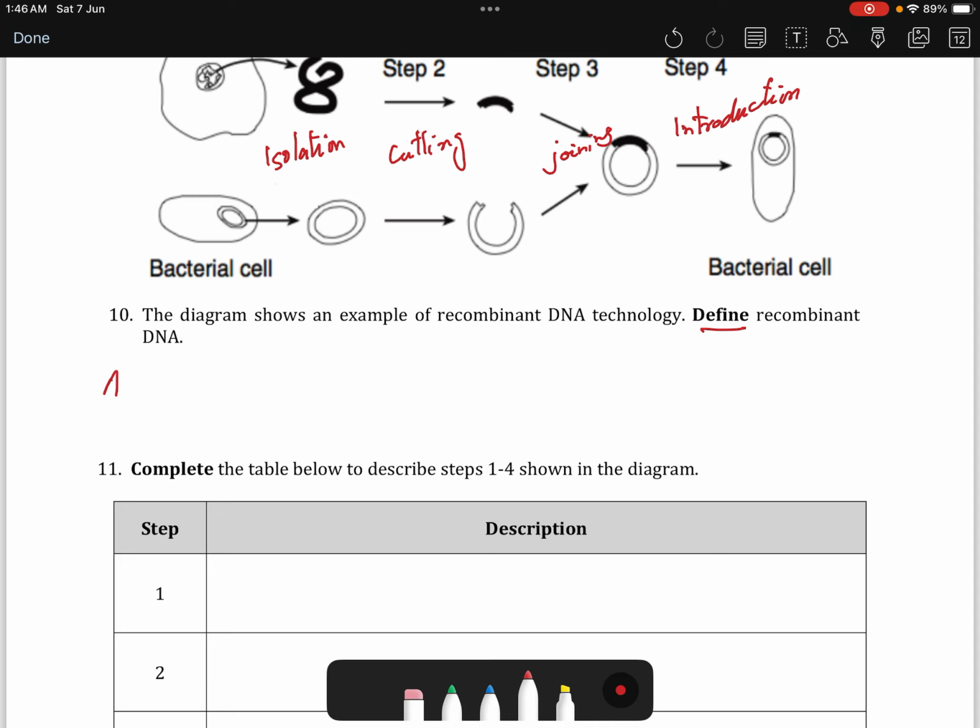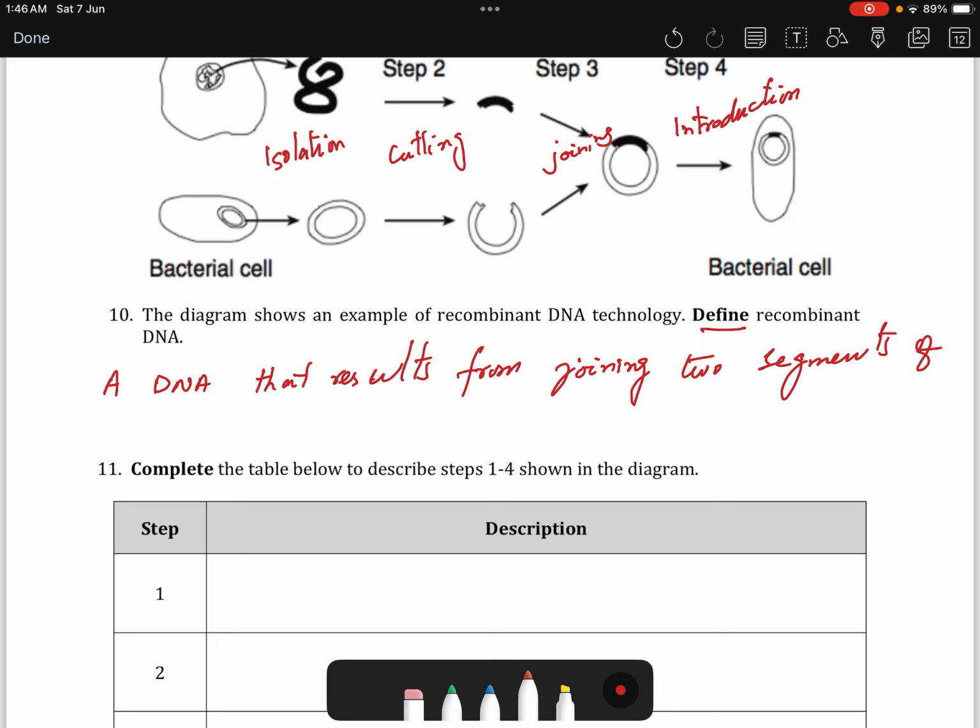Okay, so it is a DNA that results from joining two segments of DNA, and remember both of them are from two different resources or two different species, two different organisms, whatever you say.